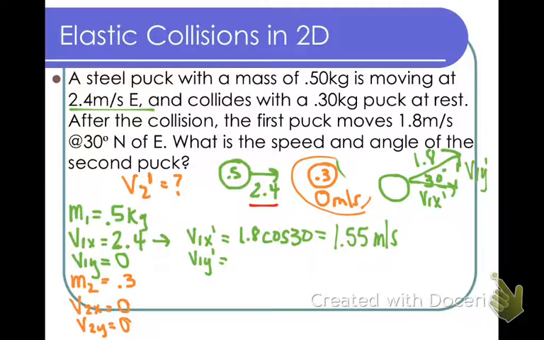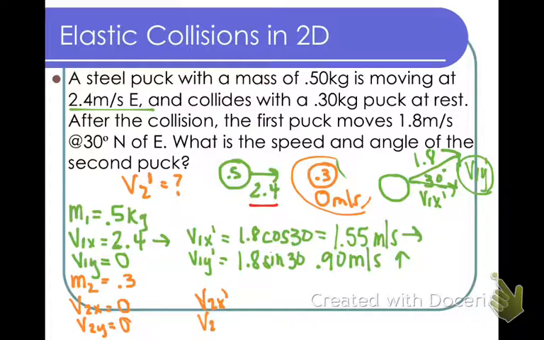Now we can solve for v sub 1y prime, 1.8 times sine of 30, because v sub 1y prime is opposite of that 30-degree angle, which gives us 0.90 meters per second. And that's going up, and this one's going to the right. These little arrows give me a better idea about what direction each of those is heading. We do not know v sub 2x prime or v sub 2y prime. Those are going to be the components we're solving for in order for us to find our overall goal of v sub 2 prime.